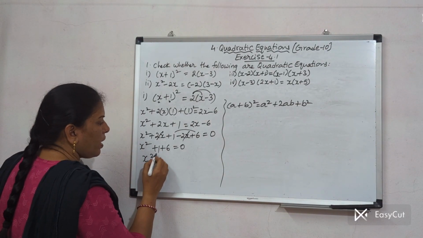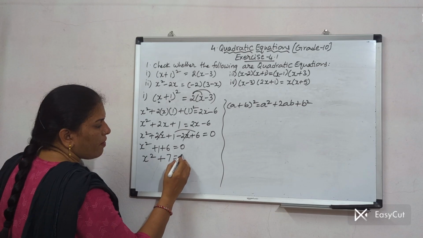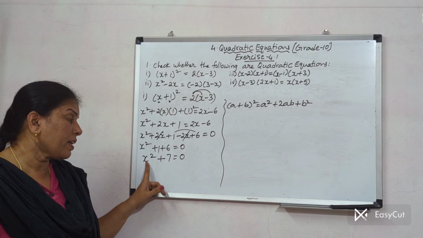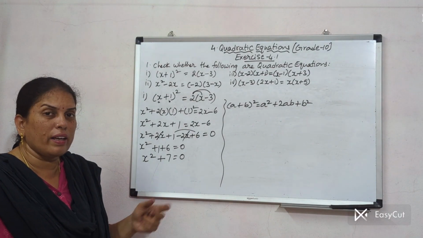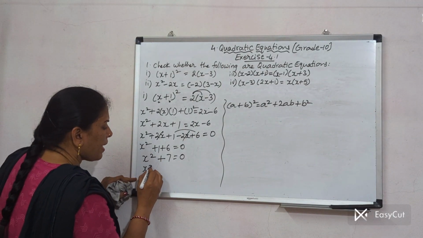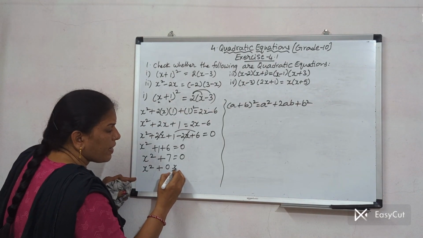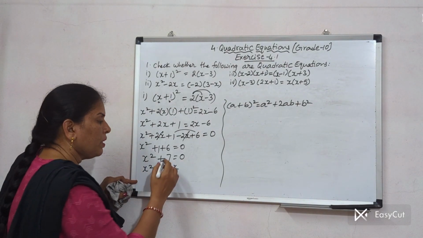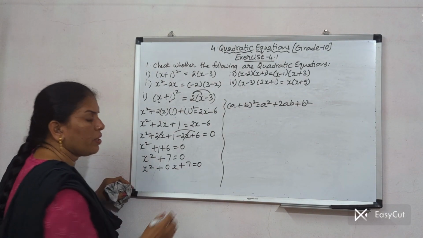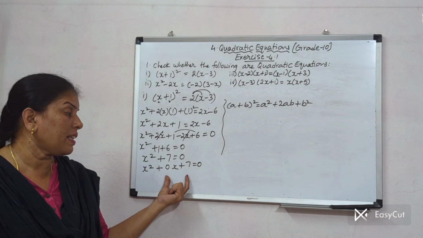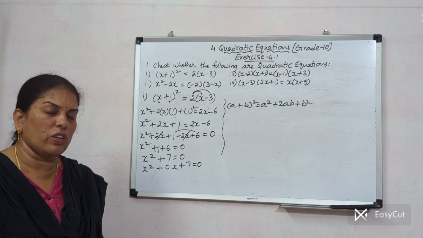So, x square, 6 plus 1, how much more? 7 equal to 0. Now, x square term is there, x term is not there. So, you can write it as x square plus, x term is not there, no? 0x you can write, to compare, plus 7 equal to 0. Now, they asked you to check whether this equation is a quadratic equation or not.